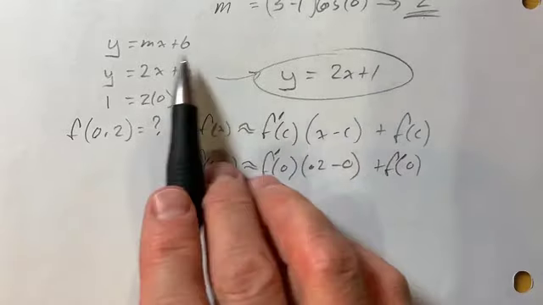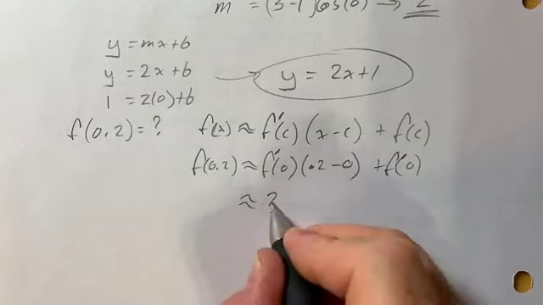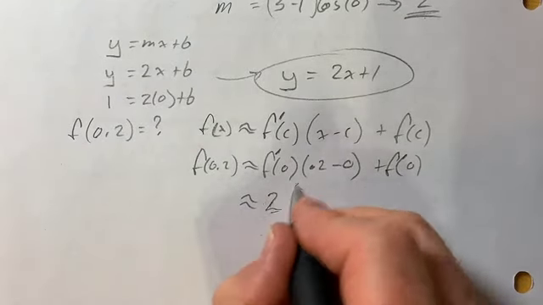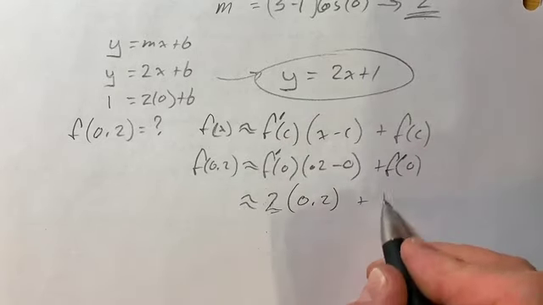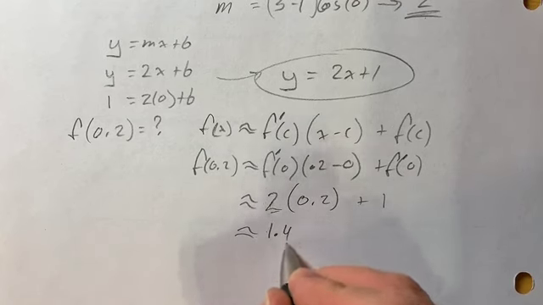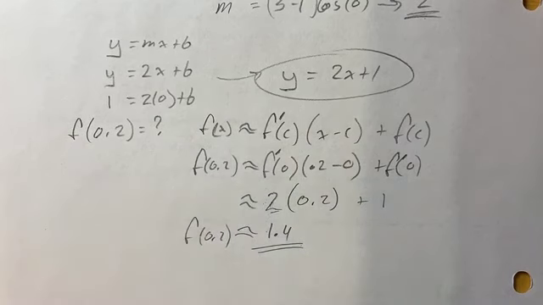The derivative at 0 turned out to be 2. This is 0.2, and f of 0 was 1. So this is 0.2 times 2, plus 1, which is approximately 1.4. That's a good approximation for f of 0.2.